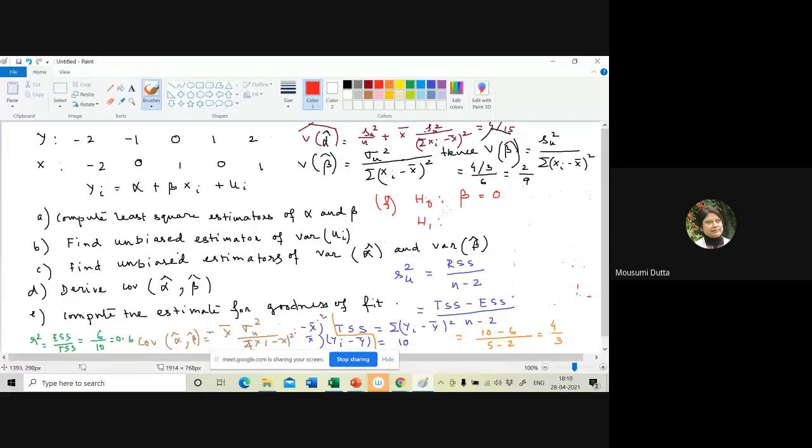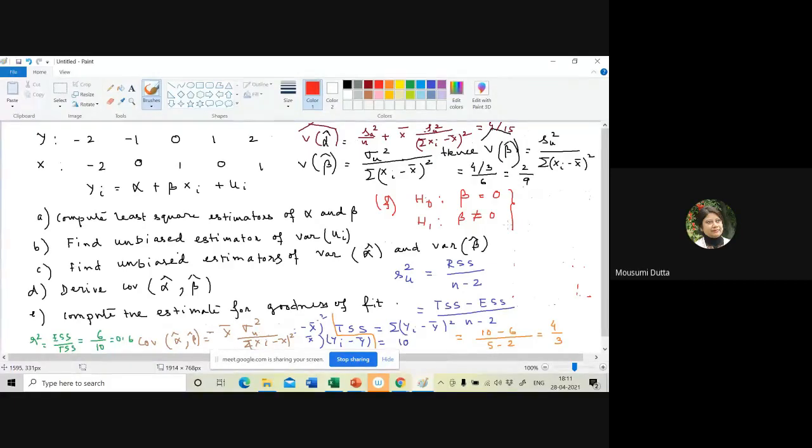In the context of regression analysis, we consider this kind of thing once we get the value. Okay, however, no problem. So H naught is beta is equal to 0, and this is tested against the alternative hypothesis H1 colon beta not equal to 0.